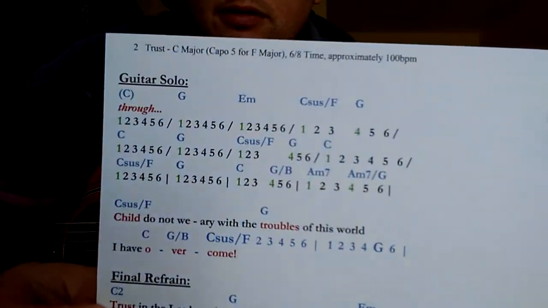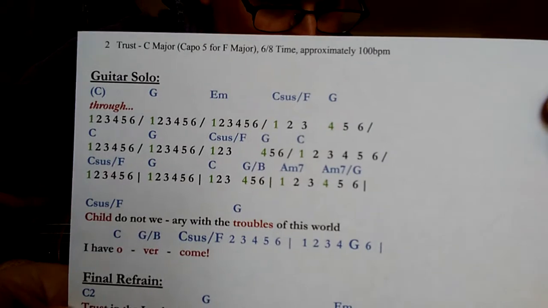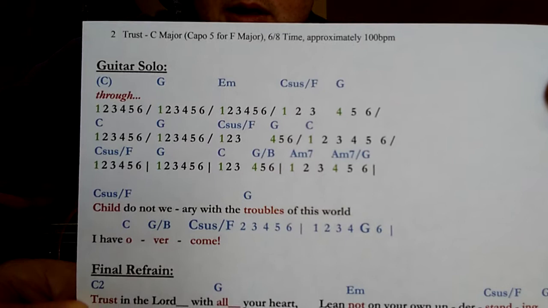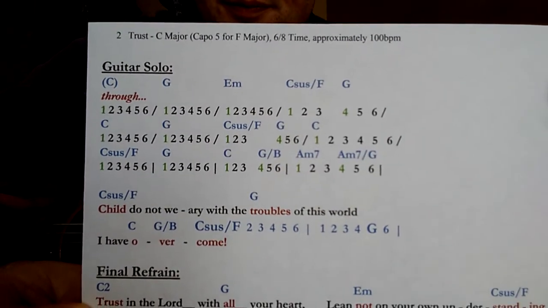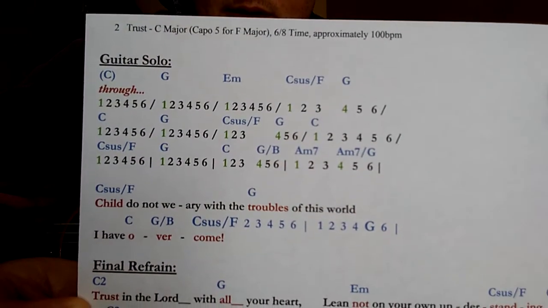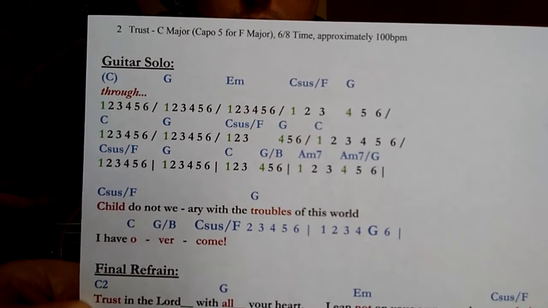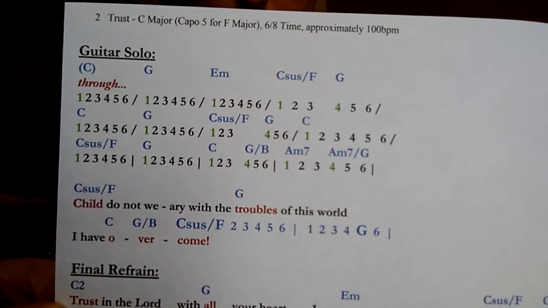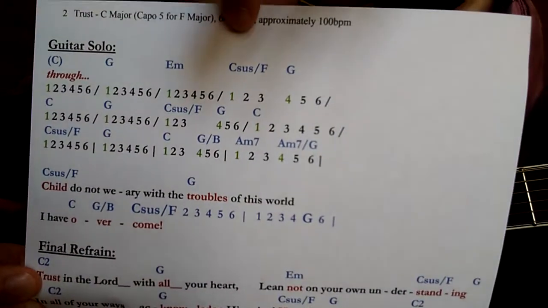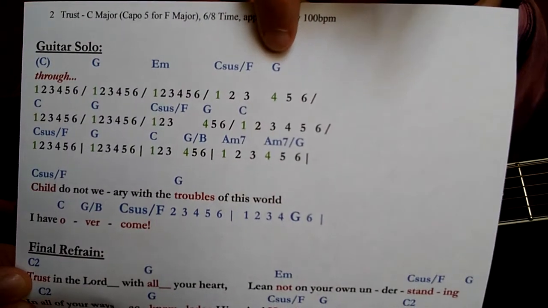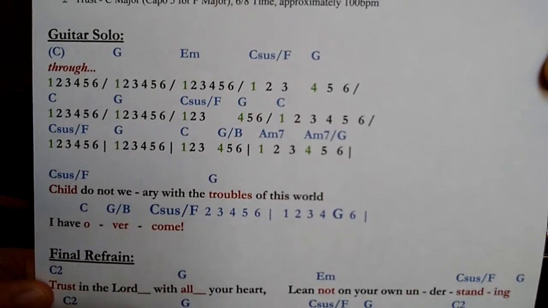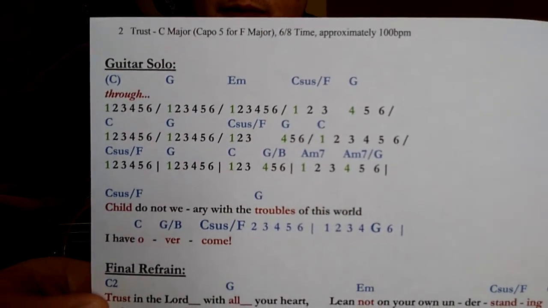So let's start with where, after we've done the refrain the second time, we go into the guitar solo. There are our chords and there are our counts where those chords fall. Generally they're falling on the first count of every measure, and then we have a C suspended with an F in the bass, and the G that happens on the 4th count occasionally, but it's not too bad. You just strum along with it.